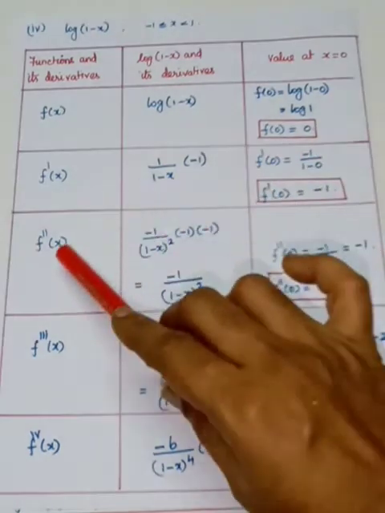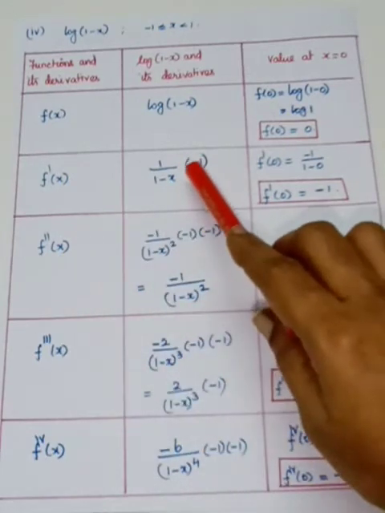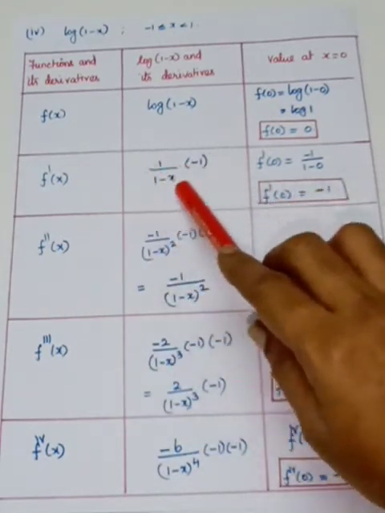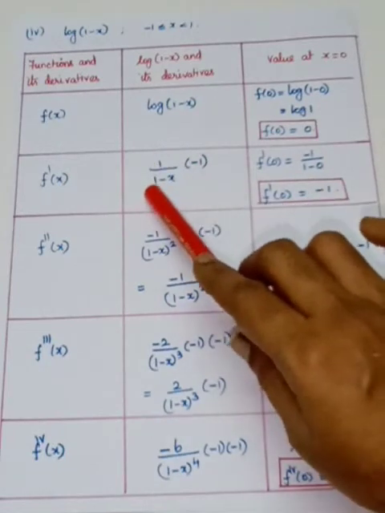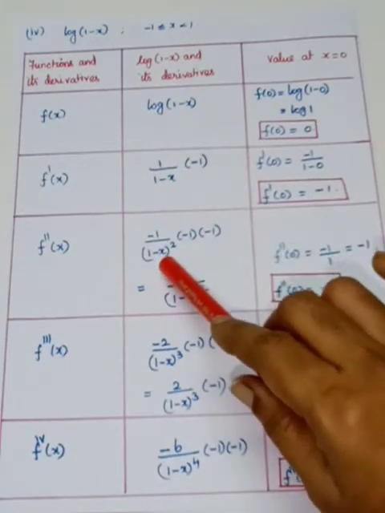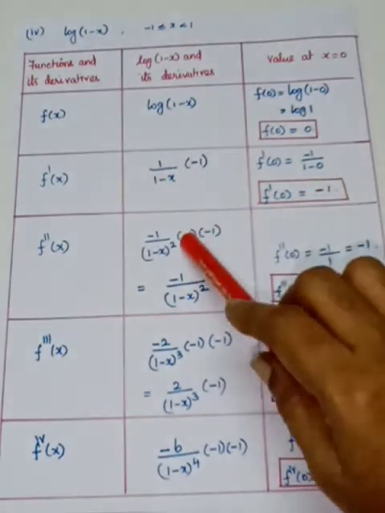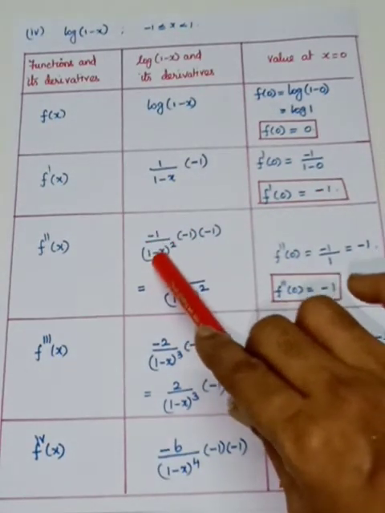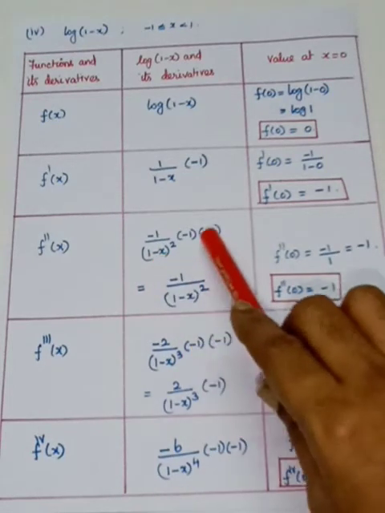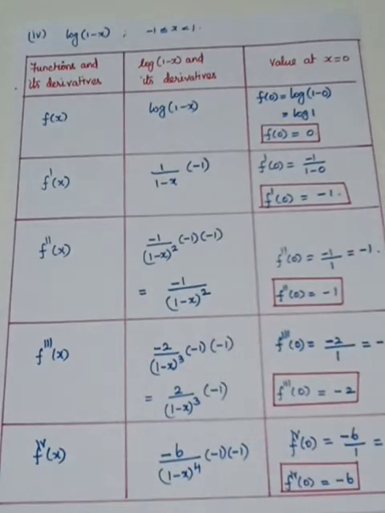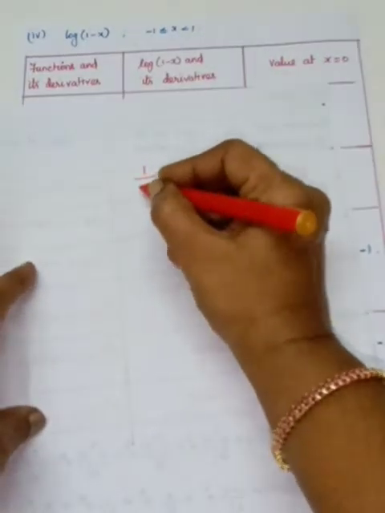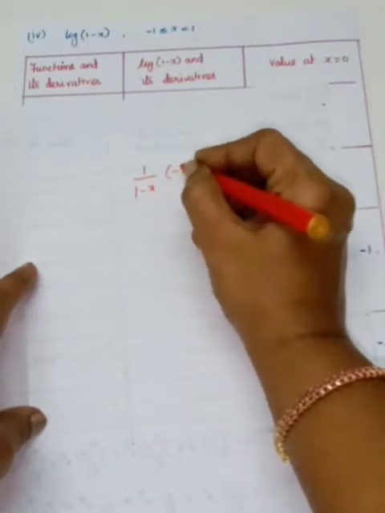Next step, f double dash of x. Here, see 1 by x. The differentiation of 1 by x is minus 1 by x square. Already here you are having minus 1; that minus 1 I have written. If you differentiate 1 minus x again, you will get minus 1. Here, what is that? 1 by 1 minus x into minus 1.